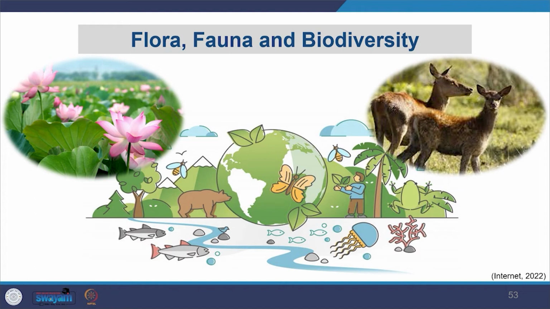We are now increasingly considering ecosystem services also, which means the benefits which we get from the ecosystem. It is a relatively new area and it is gaining attention. We are going to look into it in a couple of sessions as well.